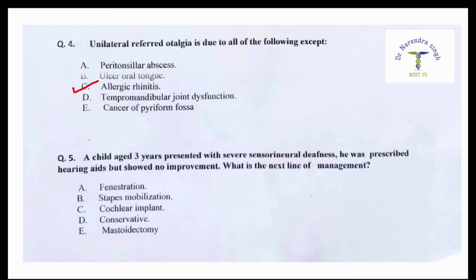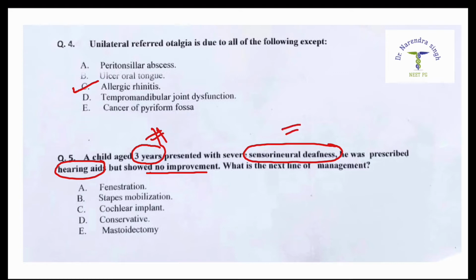Now, question number 5, which was a confusing question and slightly difficult for the MBBS student. It says that a child of 3 years presented with severe sensorineural deafness and was prescribed hearing aids, but shows no improvement. What will be our next line of management? The child is 3 years old, having severe sensorineural deafness, and has already been prescribed a hearing aid, which has resulted in no improvement.